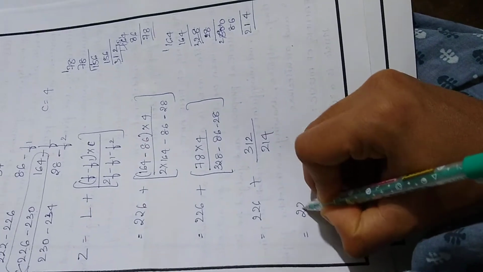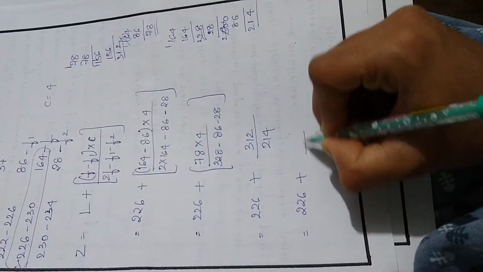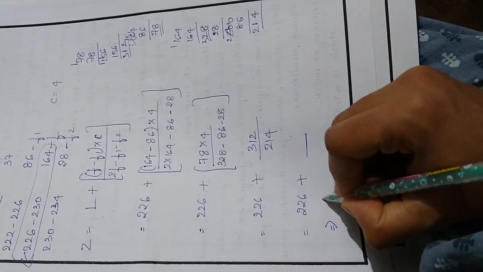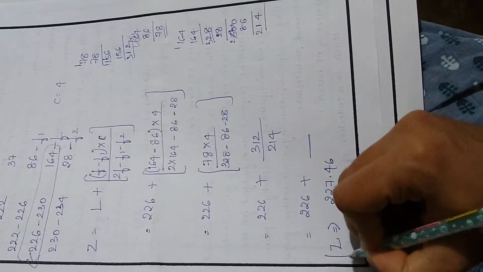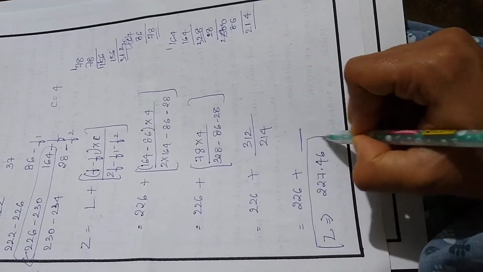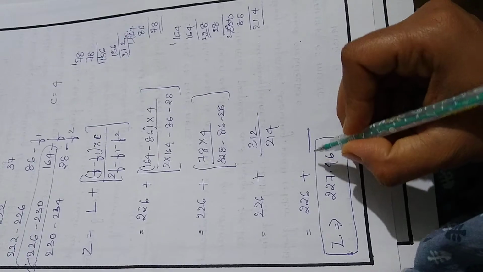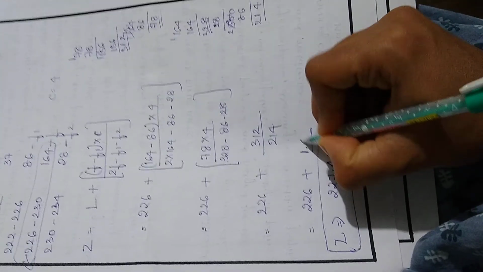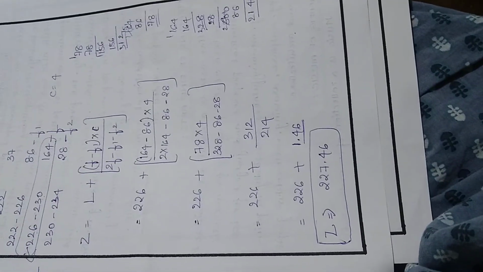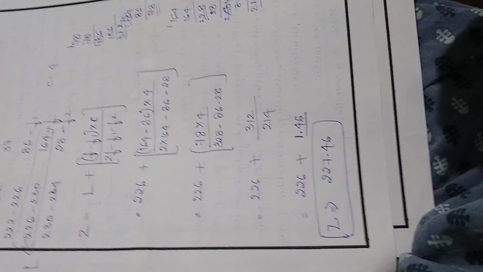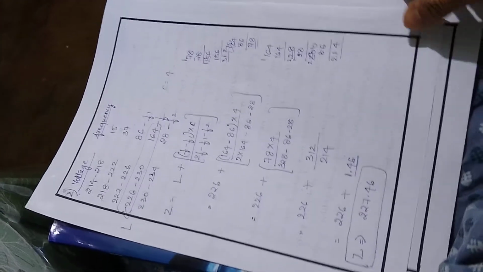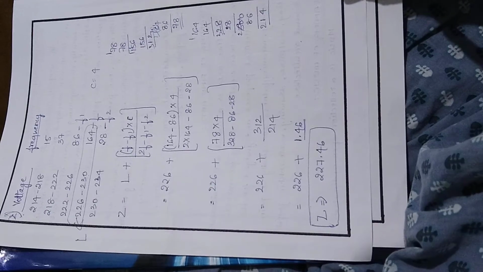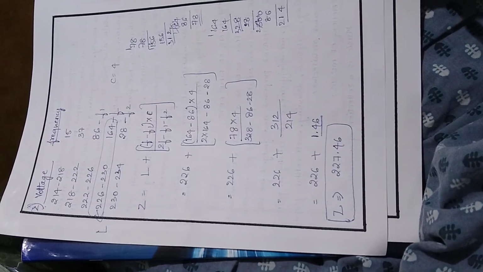I do not know, I don't have a calculator here, just check the answer. So you should have around 227.46 as your Z. 227.46. Okay, so if that is the answer, then it should have 1.46. Just check it. Okay, and let me know. Okay students, so hope you all understood the question. Just take a minute to write it down.